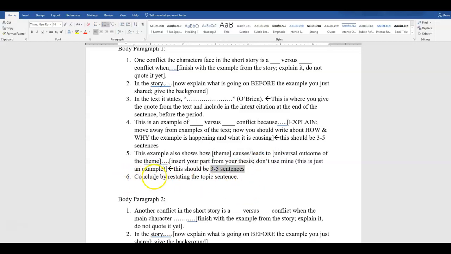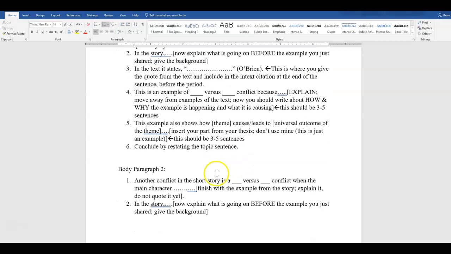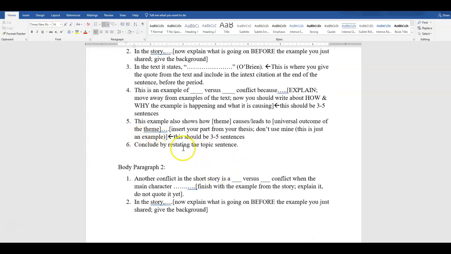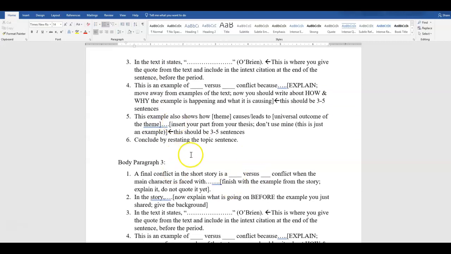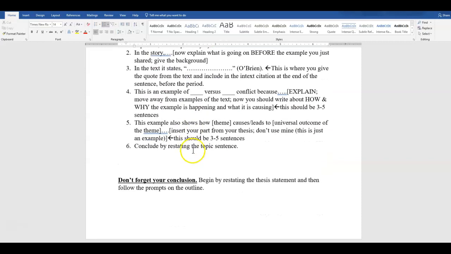And then you will conclude by restating the topic sentence. All you have to do is copy the first part. One conflict the characters face in the short story is a person versus person conflict, or whichever one you choose. Okay, you don't have to do the when and finish out the sentence. All you have to do is the first part. Okay, but each paragraph must have a conclusion statement on the end. Other than it starting a little bit different for your topic sentence, everything will be the same for body paragraphs 2 and 3 as well. And then don't forget your conclusion.